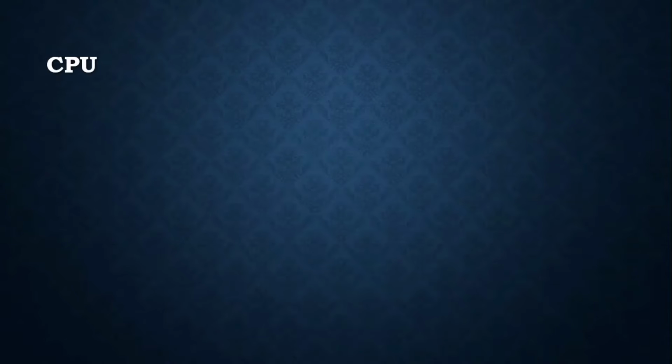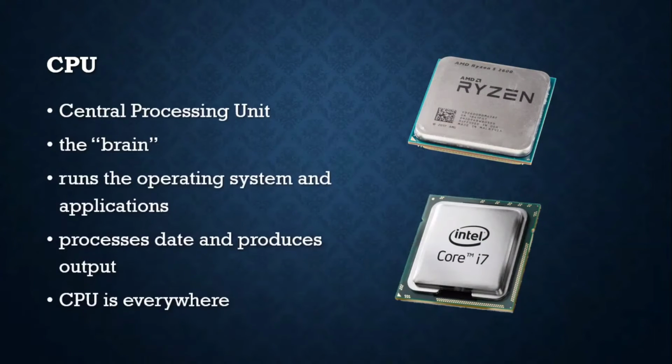So what is CPU? CPU stands for Central Processing Unit. The CPU is the primary component of a computer that processes instructions. It runs the operating system and applications, constantly receiving input from the user or active software programs. It processes the data and produces output, which may be stored by an application or displayed on the screen.